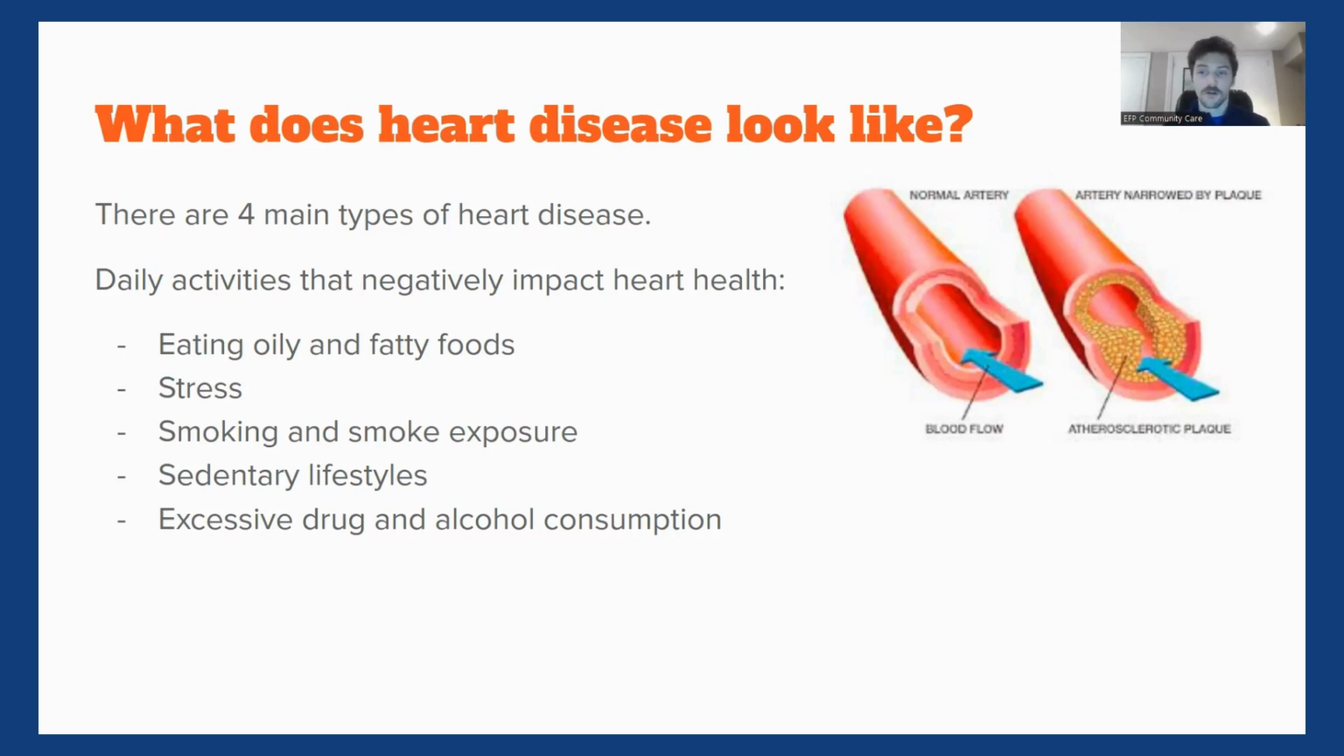Or there is aortic disease. The aorta is the largest, I believe it's a vein in the body, and sometimes we can have a lot of plaque buildup there, and get a little bit of narrowing or even a full-on stoppage in the aorta too. So today we're going to cover quite a couple of subjects regarding heart health, and the things that mainly impact our heart health outcomes. So things like eating oily and fatty foods, stress, smoking and smoke exposure, so like secondhand smoke, and then finally sedentary lifestyles. Oh, and excessive drug and alcohol consumption.